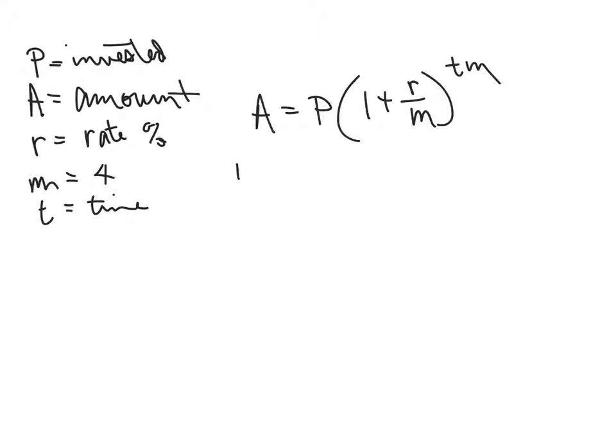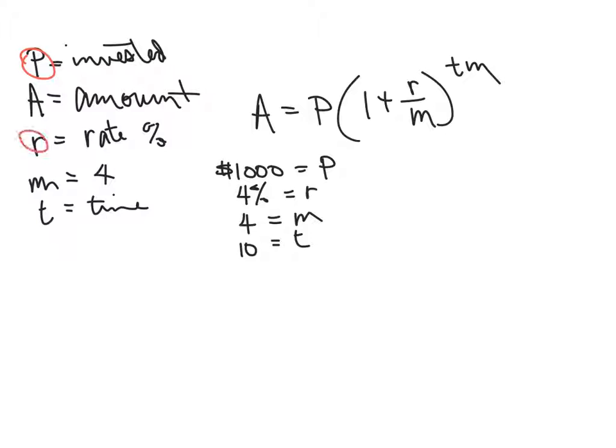We invested $1,000. So that's my P. That's how much money I started with. It's deposited in an account making 4% interest. So that's my rate. Compounded quarterly, so 4 times a year, and that's my M. And that's all they give us. Part A says find the amount in the account after 10 years. So my 10 is my T. That's how much time I left it in there.